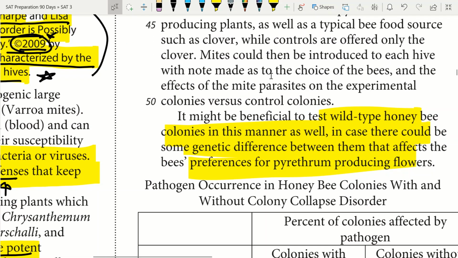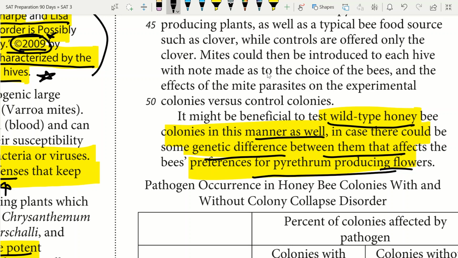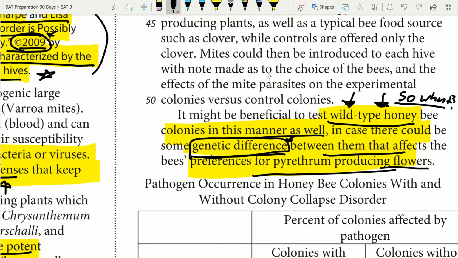Then I got over here, and I highlighted that we should also test wild-type honeybees, because those genetic differences between them could affect their preference for pyrethrum producing flowers. So that was something added on to the end, and it's basically talking a little bit about the so what question. I talked about that a couple days ago, if you remember. Anything that answers my so what question I want to highlight. In this case, it's not necessarily directly answering it, but since we're talking about it being applicable to more than one type of honeybee, that is kind of tying it into my so what. So we wanted to test it with the wild type honeybee to see if genetic differences have any role in that. So that's why I highlighted that.